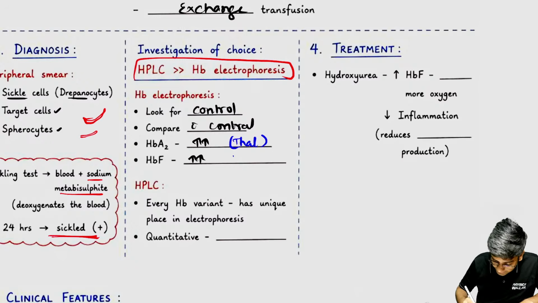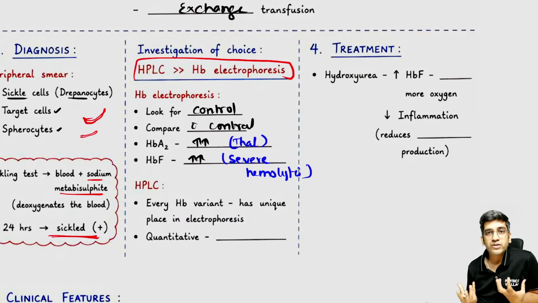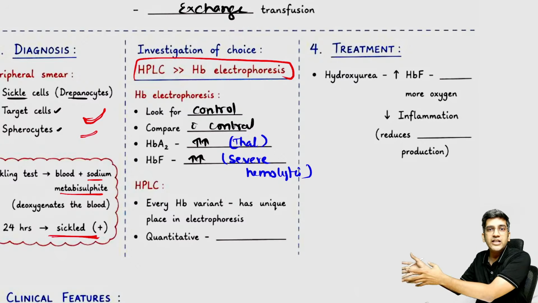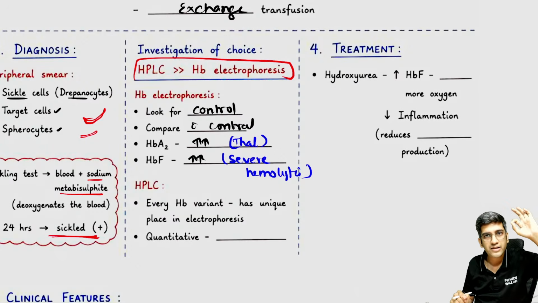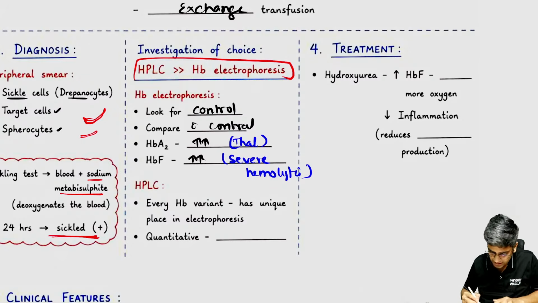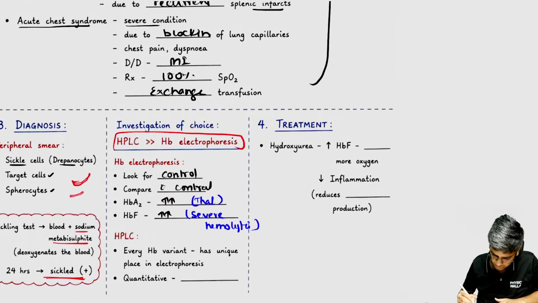If F is elevated, I always think of severe hemolytic anemia. In every severe hemolytic anemia, my body is not able to take care of it, so it will go for fetal hemoglobin to help me, right? HbF elevated: sickle cell anemia major. So sickle cell anemia homozygous or thal major, alpha or beta thal, fine? Okay, that's important. Do remember.